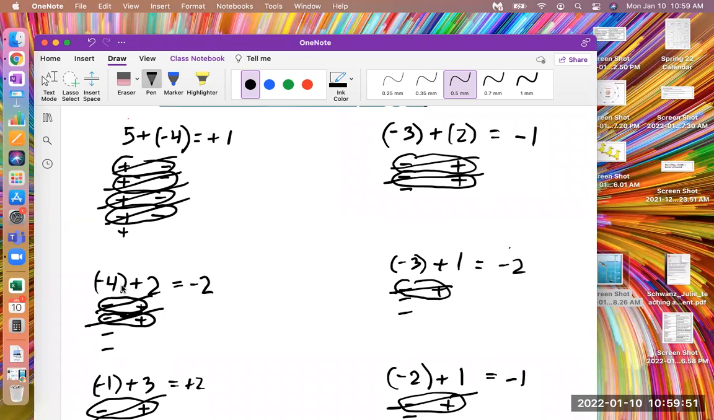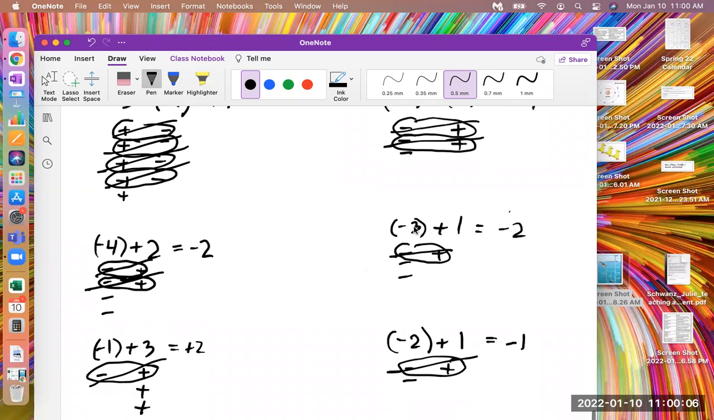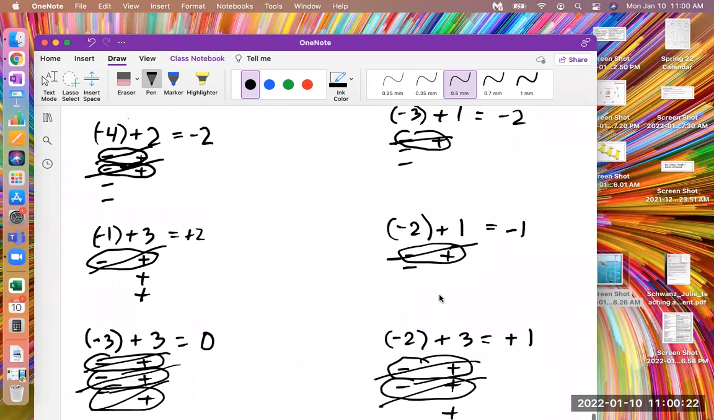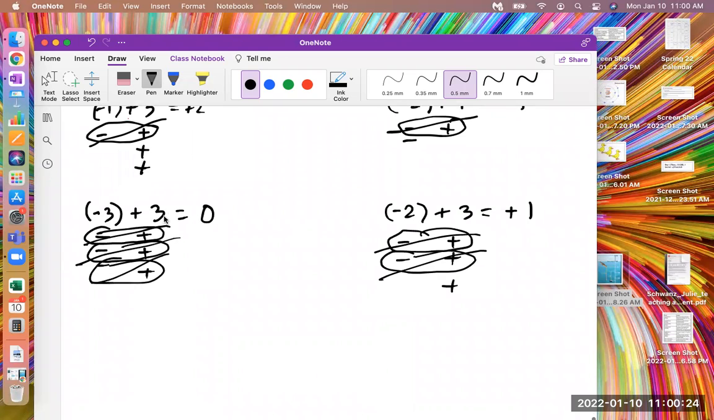I'm not thinking about -2 and -4 really, and 2. I'm looking at the absolute value of 4, meaning I'm not thinking about the negative sign. I'm just looking at 4 and 2, which one's larger? Okay, 4 is larger and it has a negative sign on it, so therefore the negative is going to be the answer. Then I'm looking at 3 and 1. 3 is larger than 1, but it has a negative sign on it, so the answer is going to be negative. And if there's the same amount of negatives and the same amount of positives, then the answer is 0, right?